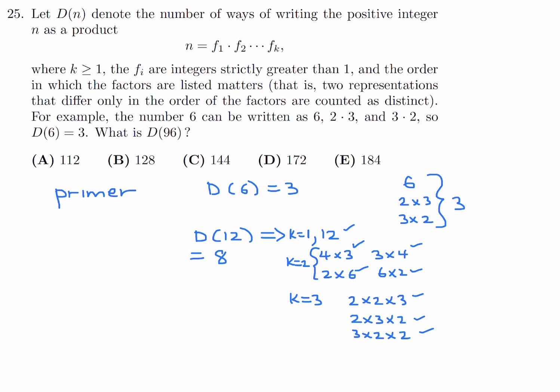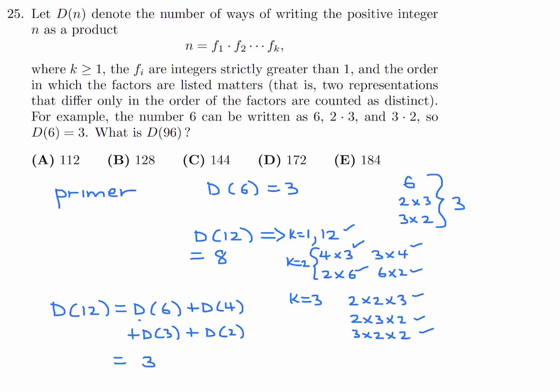Now, when you fiddle around with this, you hopefully will be able to conclude that D12 can be represented as the sum of the D's of its factors. So what are the factors of 12? 6, 4, 3, 2. Right? 1 they don't want because they want F1 to be greater than 1. Okay, no problem.